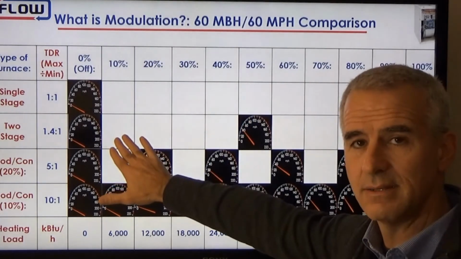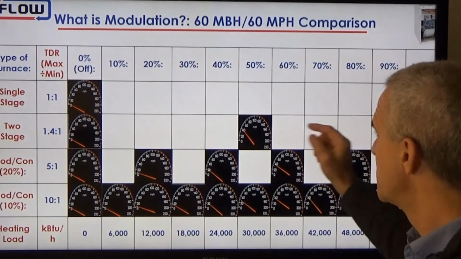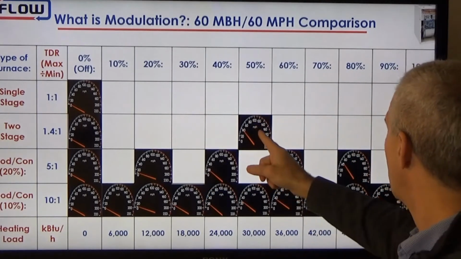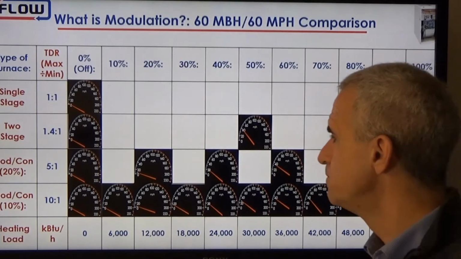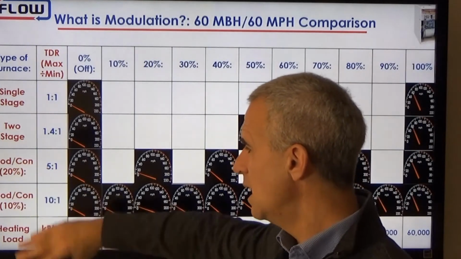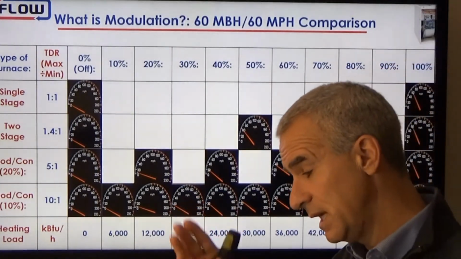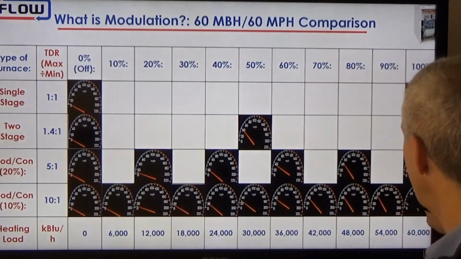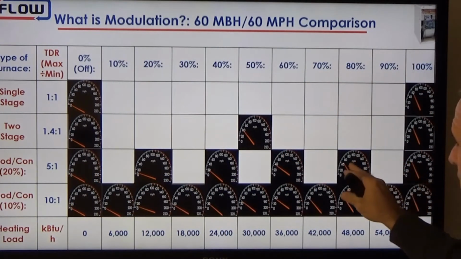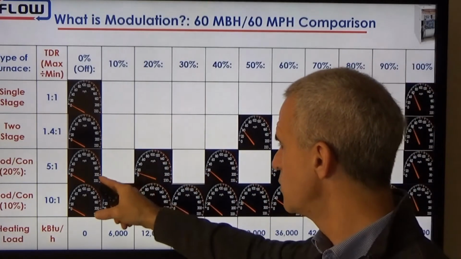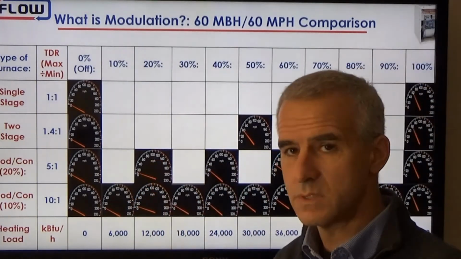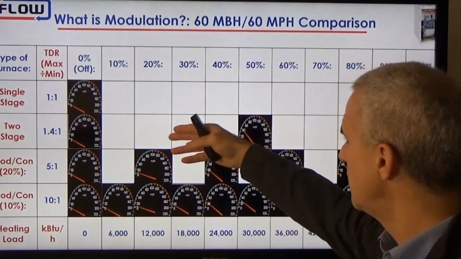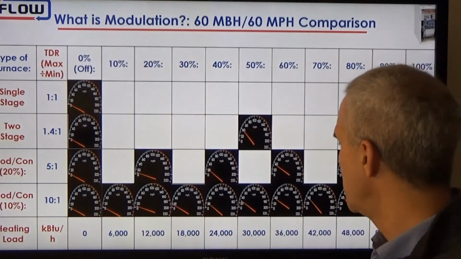It's not going to run at 10, it's not going to run at 20, it's going to run at 30,000 BTUs or 60,000 BTUs. When we get into modulating or condensing furnaces, then we can have different ranges. So this is a 5-to-1. So we have 100%, 80%, 60%, 40%, and 20%. So we can run at 5 different speeds, which is much better operation than the two-stage or the single-stage, but we can do even better.